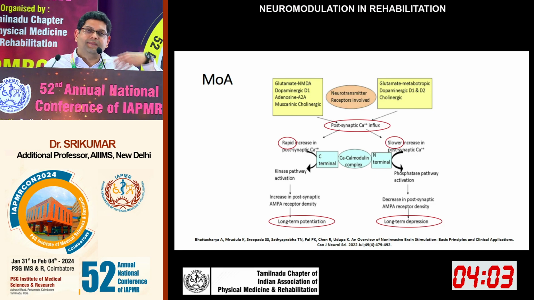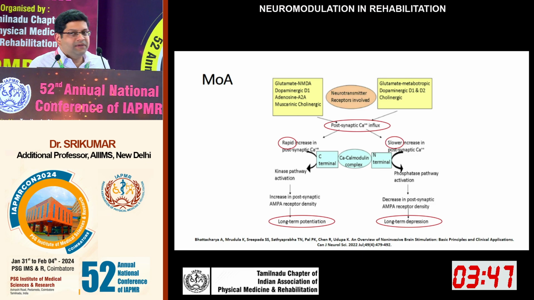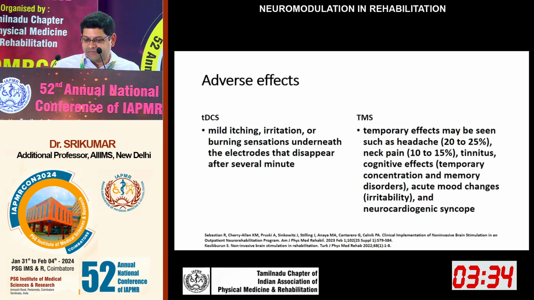That is, whether it is intermittent, continuous, or theta burst exactly. And if there is a rapid influx of the postsynaptic calcium, it then goes in contact with the C terminal of the calmodulin complex and thereby activates the kinase pathway and thereby potentiates the increase in the AMPA receptors and leads to long-term potentiation. Whereas the reverse is true for long-term depression. The mechanism is the same for TMS as well as direct current stimulation.